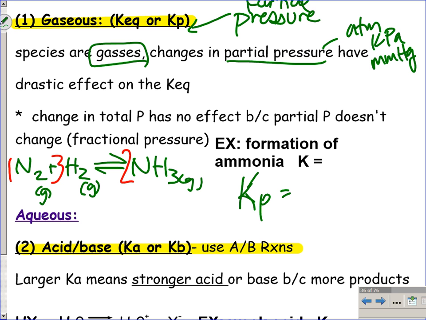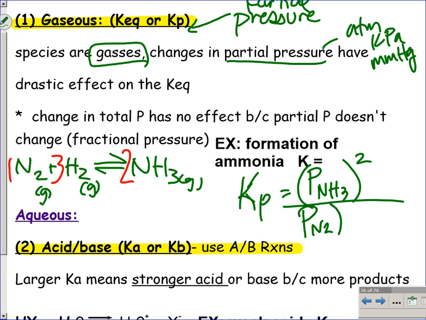The only thing that changes is you put a P instead of a bracket. Partial pressure of ammonia, parentheses, squared. That's just slightly different from the concentration brackets, with the same style, products over reactants. Over the reactant. So who's my first reactant? Nitrogen. So I'm going to put P for partial pressure of nitrogen, diatomic, in parentheses. Do not put brackets. Brackets mean something different. Parentheses are just there.